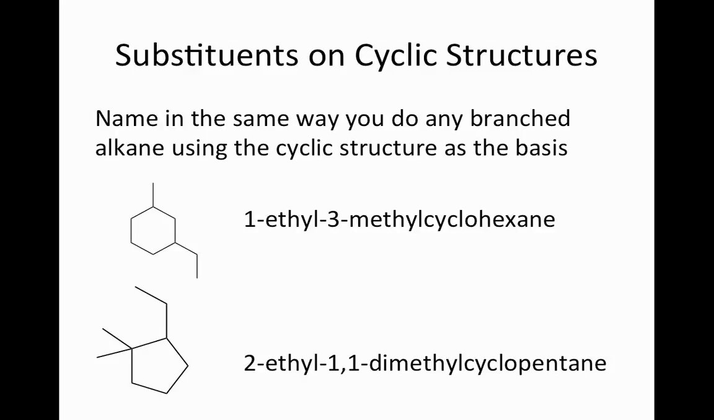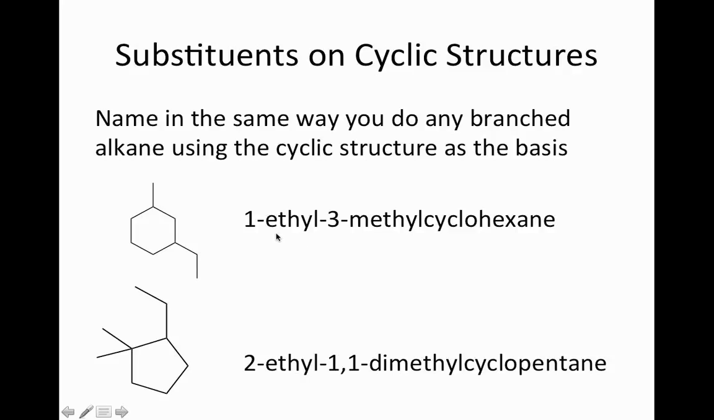What do you do if you have substituents on cyclic structures? Well, you do the exact same thing you would do with any branched alkane, simply using the cyclic structure as the basis. There are two examples listed for you here on this slide. Remember, to name the basis of any cycloalkane, you simply count the number of carbons that are in the ring. In this case, we have 6, so we know that this is a cyclohexane. Identify the substituents coming off of the cyclohexane ring. Up here, we have a methyl group coming off. Down here, a 2-carbon ethyl group.